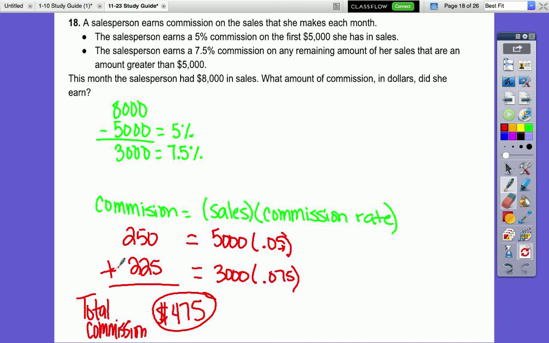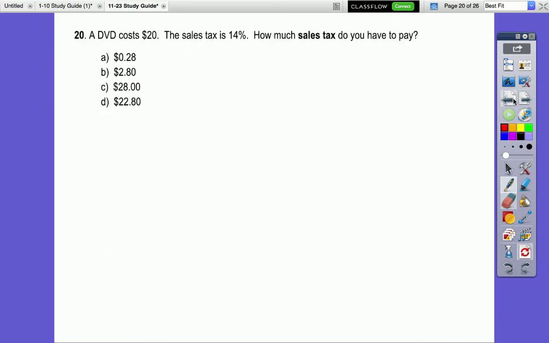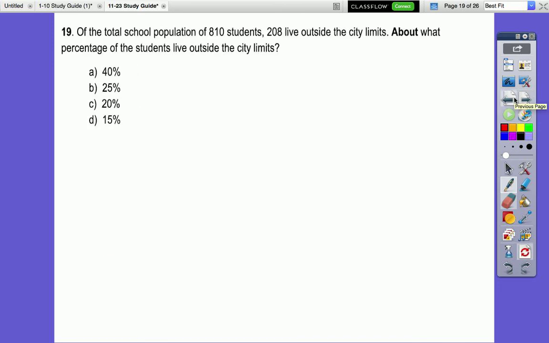Okay. Moving on to number 19. Of the total school population of 810 students, 208 live outside the city limits. About what percent of the students live outside of the city limits?